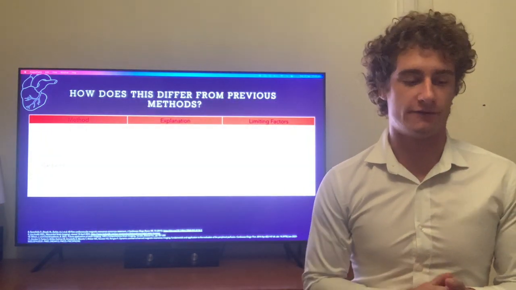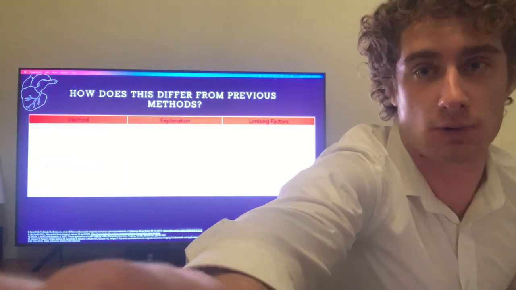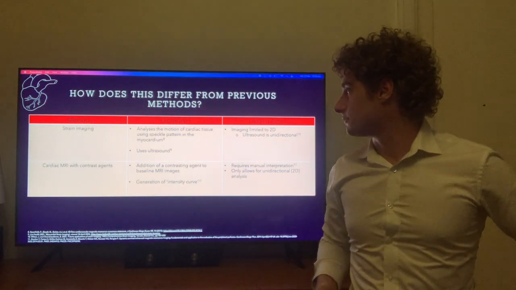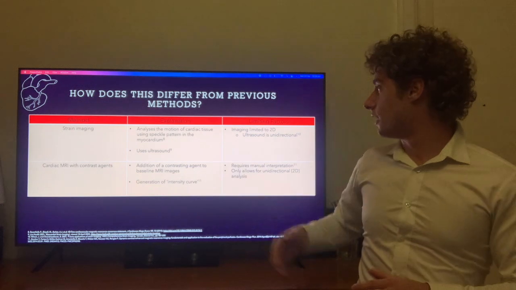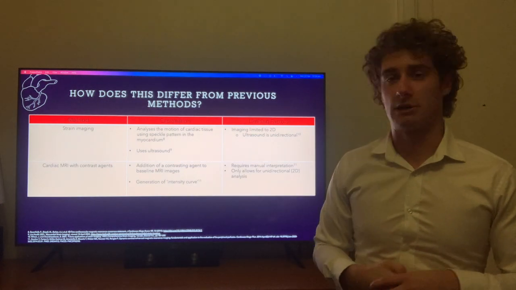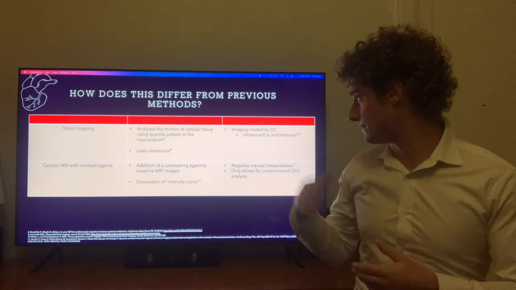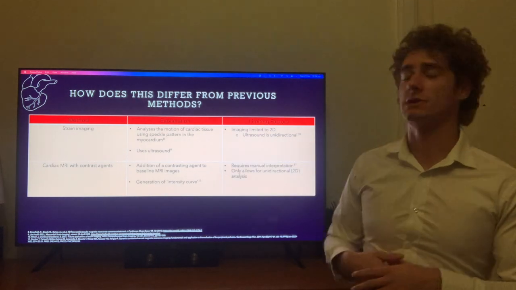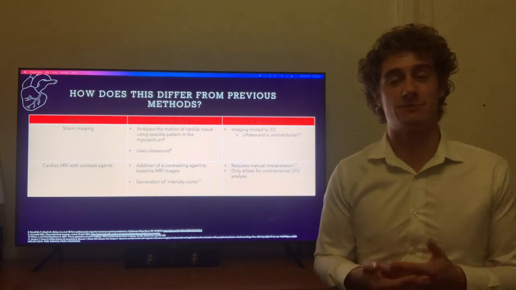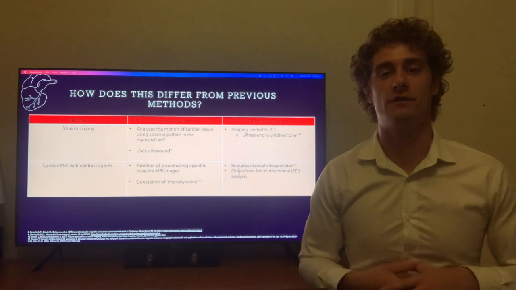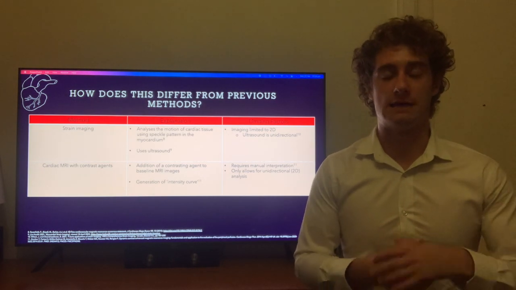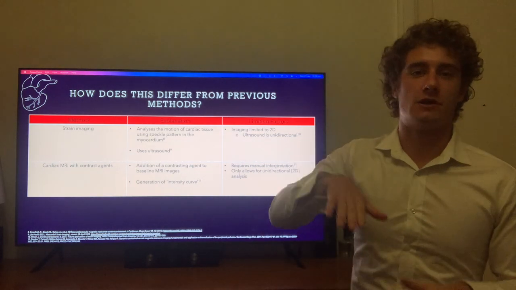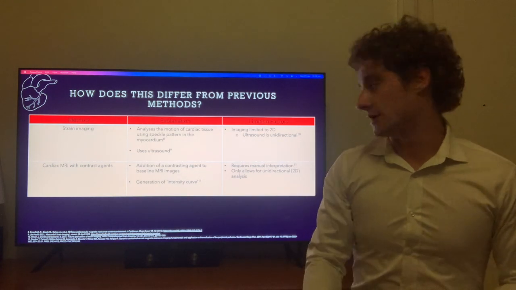So how does this differ from previous methods of analysis? Well, if we look here, we can start with something such as strain imaging, which analyzes the motion of cardiac tissue using something called a speckle pattern, which is found on the myocardium. Now, it utilizes ultrasound, which is a problem because ultrasound only works in 2 dimensions compared to the 7-dimensional analysis of the AI deep learning platform. It only works in 2 dimensions due to the nature of ultrasound being unidirectional.